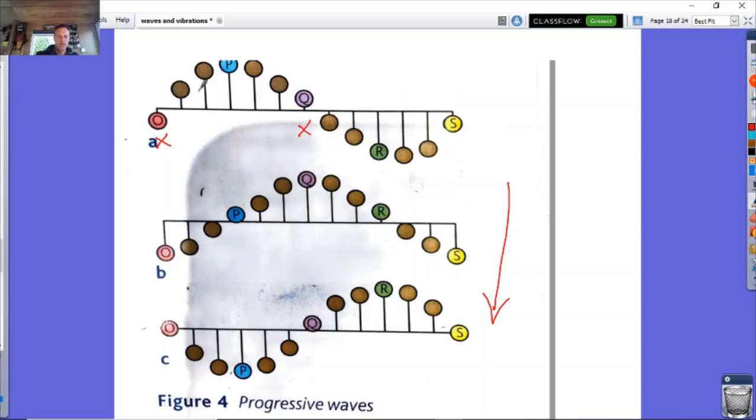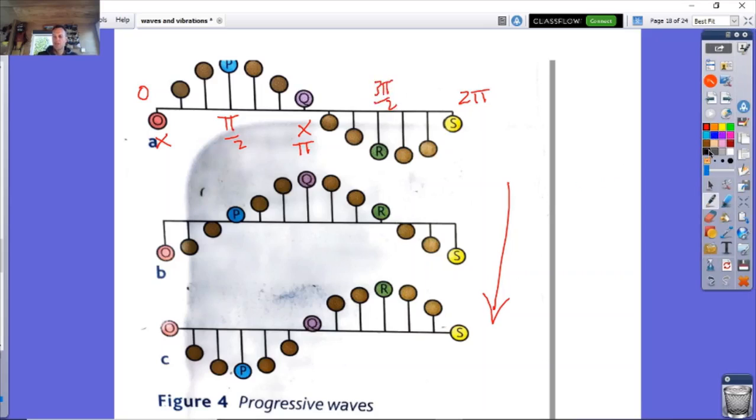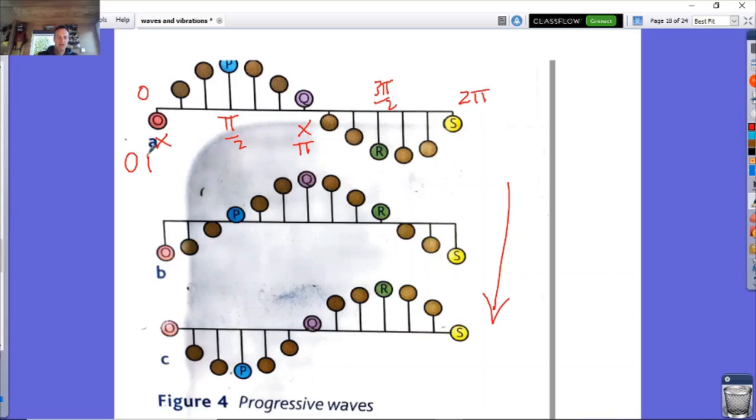What I do is I go through the whole of the cycle. I've got my 0 here. I know that's going to be pi, and that's going to be 2 pi. Hence, that's going to be pi over 2. And here is going to be 3 pi over 2. So if they ask you the phase difference between O and P, I've got O and P here, I can see the phase difference is going to be pi over 2.